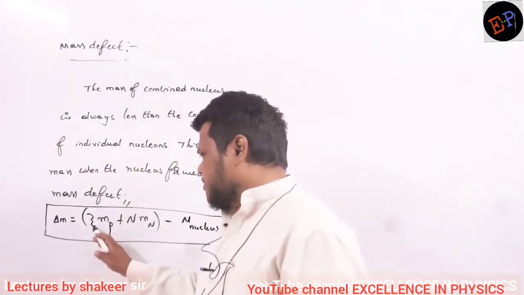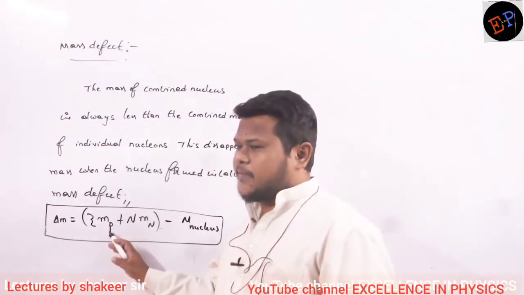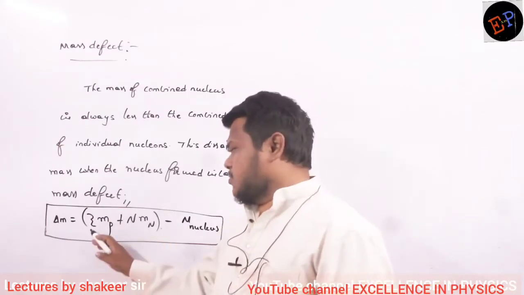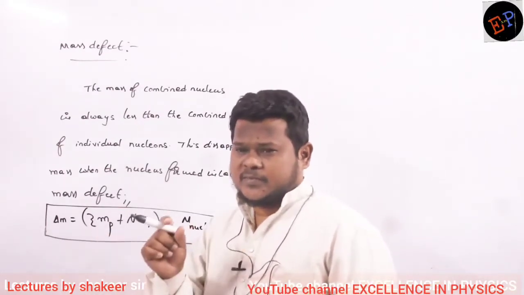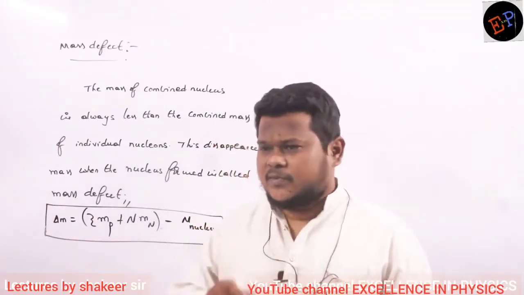Now can you say what is meant by Z into MP? MP means mass of protons. Z means number of protons, not atomic number. So you take the total mass of individual protons separately. We know the mass of one proton, no? 1.0078 atomic mass units. That is the mass of one proton.